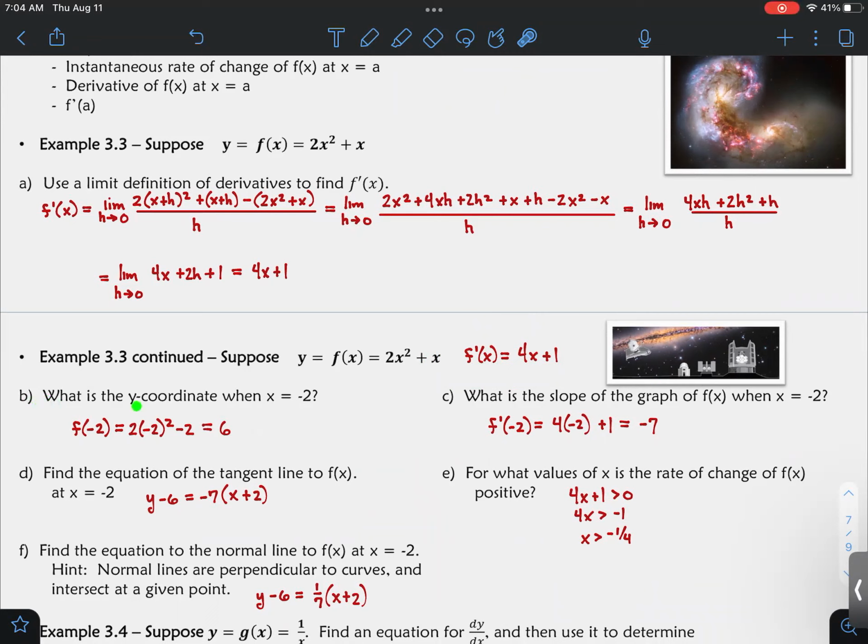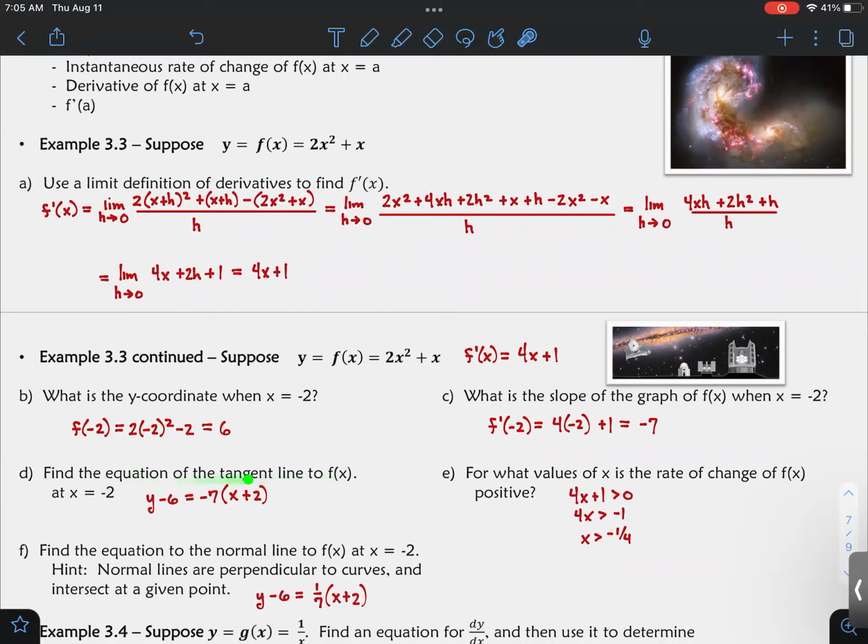Part B, for example, what is the y coordinate when x is -2? That's an algebra question. I don't need the derivative for that. If I want to find y coordinates, I plug x directly into the original function f of x. Part C, however, says what is the slope of the graph when x is -2? For that, I plug my x value into the derivative. The derivative's job is to give us slopes of graphs or rates of change at specific points.